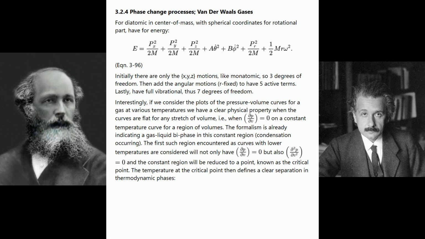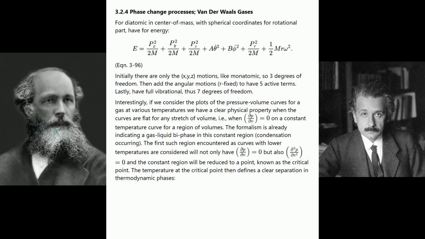3.2.4 Phase change processes. Van der Waals gases. For a diatomic gas in the center of mass with spherical coordinates for a rotational part, we have for energy, see equation 3-96. Initially there are only the x, y, z motions like monatomic, so 3 degrees of freedom. Then add the angular motions, which are fixed, to have 5 active terms. Lastly, have full vibrational, thus 7 degrees of freedom.